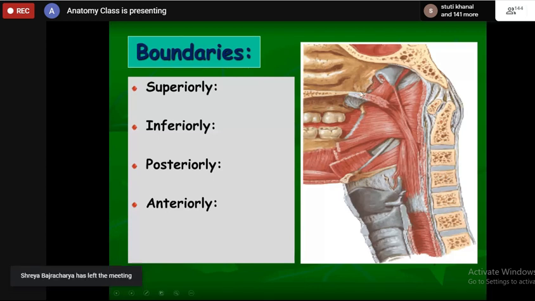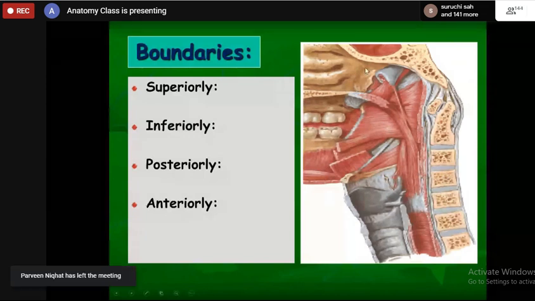This part will communicate with the oral cavity, and the lower part will communicate with the larynx. Now, how is this going to communicate with the nasal cavity? Can you see this opening, the gap over here? This one is known as the posterior choana.